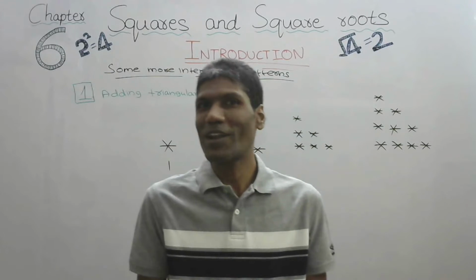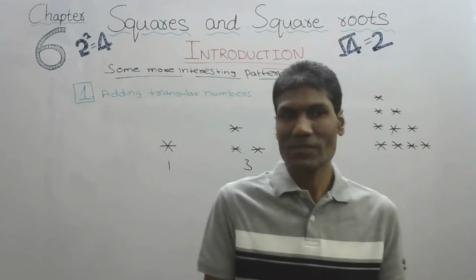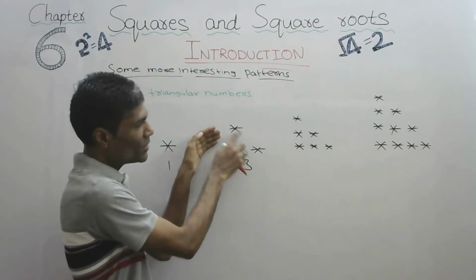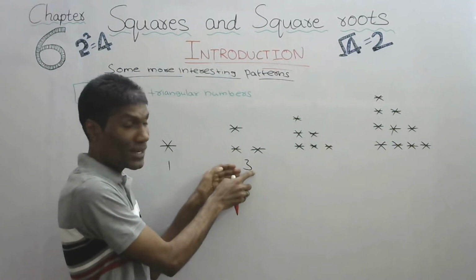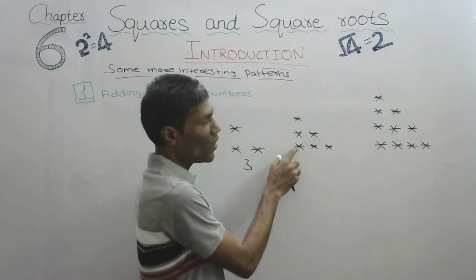Now we will see one interesting pattern. Do you remember triangular numbers? Like 1, this is in the form of a triangle. So 3 is a triangular number. This is in the form of a triangle.